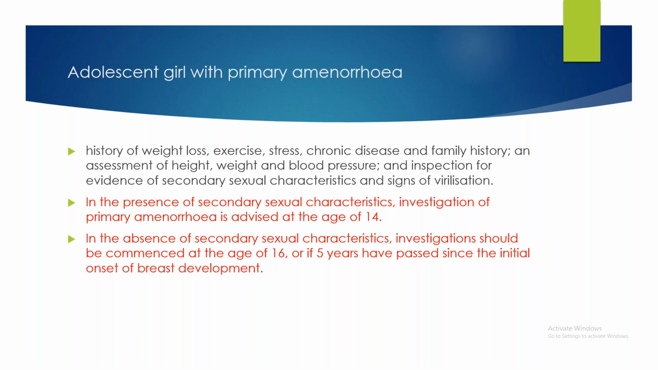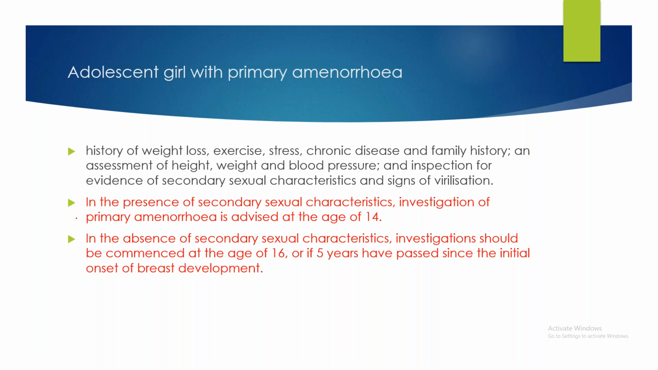Then if the patient presents in adolescence with primary amenorrhea, you have to take a history of weight loss, exercise, stress, chronic disease, and family history. So basically, all causes of primary amenorrhea with female karyotype you have to rule out. You have to look for the secondary sexual characteristics. Now if the secondary sexual characteristics are present, then primary amenorrhea investigation should be started at the age of 14. Please remember this point because it may come in your exam.